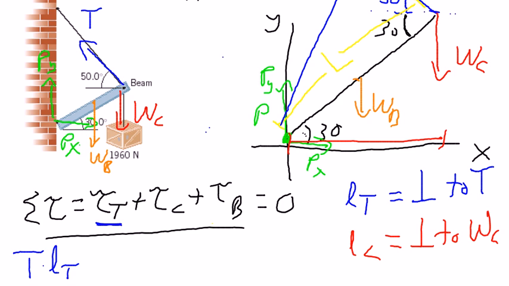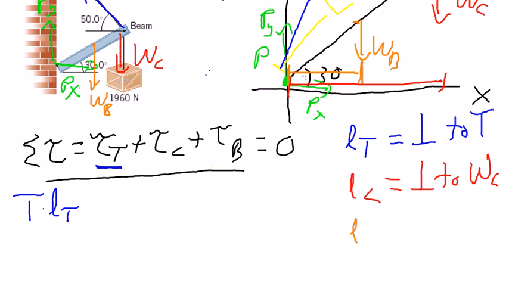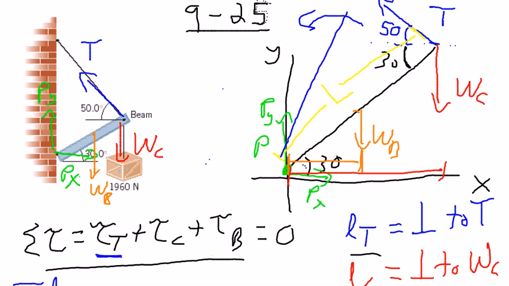And then lastly, we have the perpendicular distance to the weight of the beam, which is here, and we'll call that L sub B, which is the perpendicular distance to the weight of the beam. Okay, so if we can figure out what each of these different perpendicular distances are, we can plug those into our equations to try to solve.